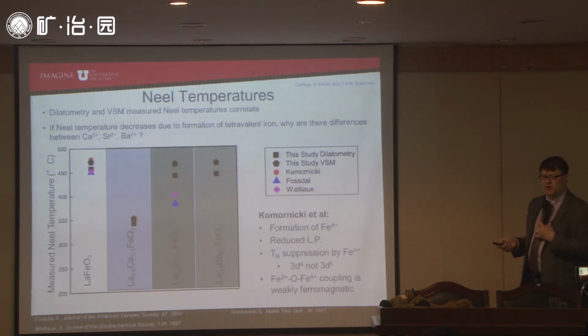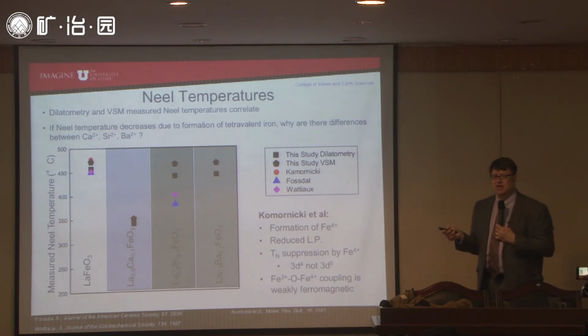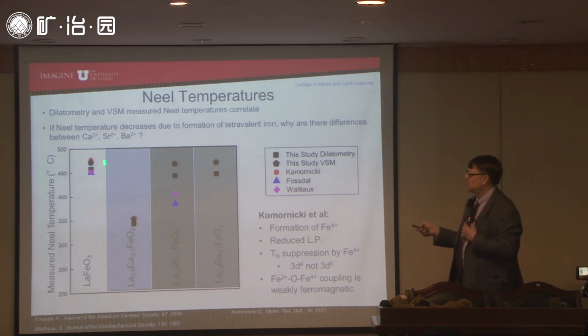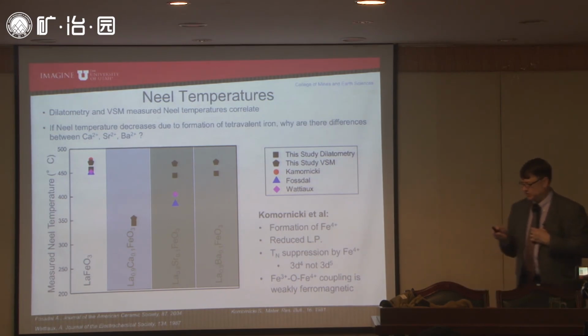So here's a summary of our data, and I also threw in some data from some other research groups. This is what's called the Néel temperature of the phase transformation for the pure material. This is for the calcium-doped material. There's a bit of scatter here, but this is for the strontium-doped material, and then this is for the barium-doped material. And these are our studies in black compared to some studies in the literature.